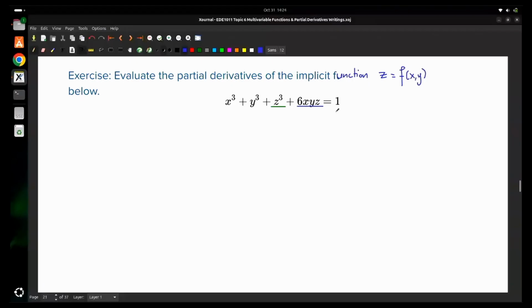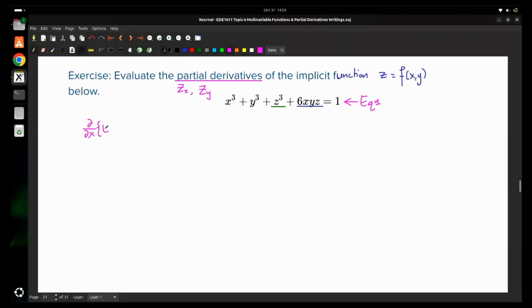So it's similar to the implicit differentiation for single variable functions, but now you have z as a function of x and y. So you want to evaluate the partial derivatives, which will be z sub x and z sub y. So it's del z del x and del z del y. Now you are going to differentiate this equation implicitly. First of all, del x, because you want z sub x.